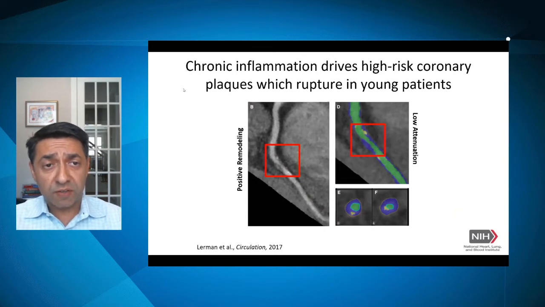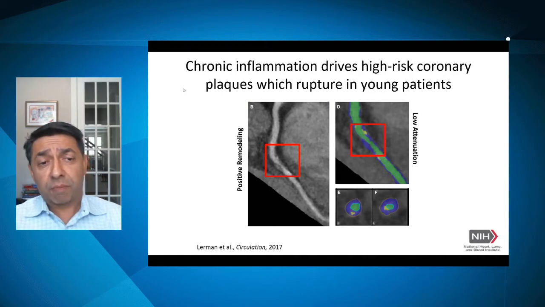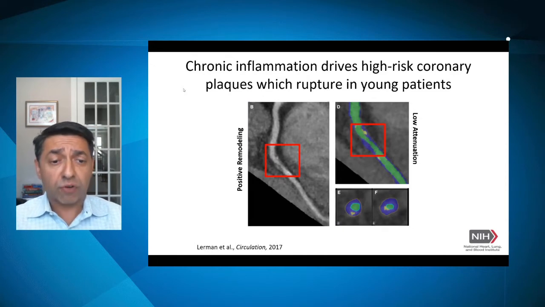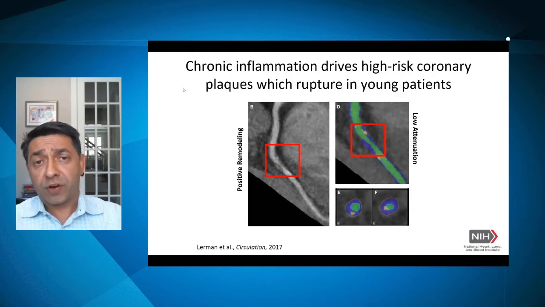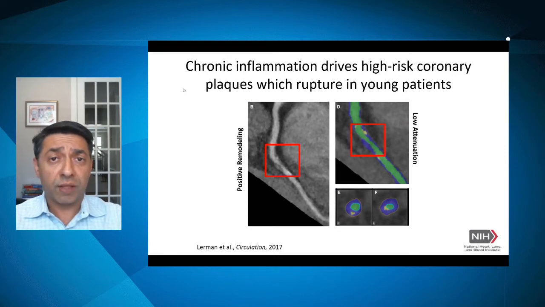And what this shows is that there's a positive remodeling, low attenuation plaque shown in panels B and D. And this chronic inflammation drives these high-risk coronary plaques, in someone who's 38 years of age. Between his baseline visit and 1-year visit in our study, he suffered this right posterolateral myocardial infarction. And shown in panels E and F is the presence of high-risk plaque features, specifically a lipid-rich necrotic core, as well as this positive remodeling or outpouching of the coronary artery. But the question is, can we detect this before it happened?